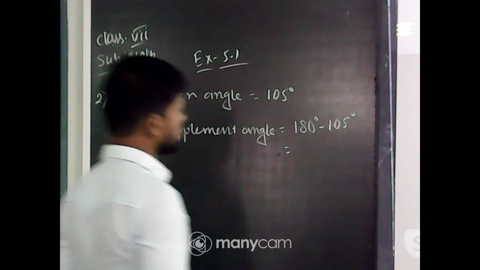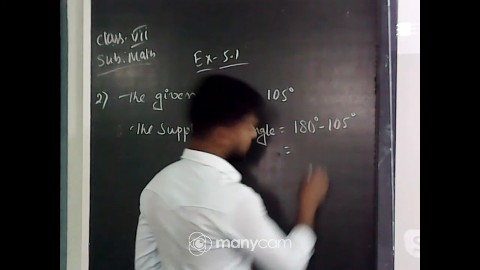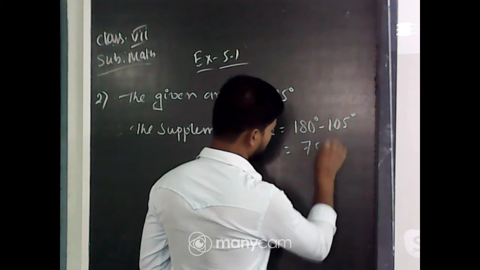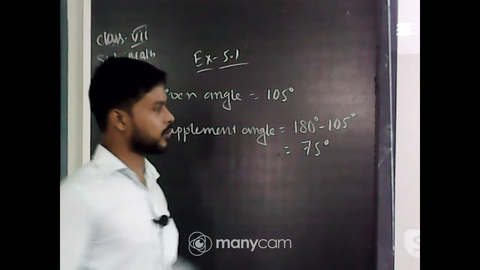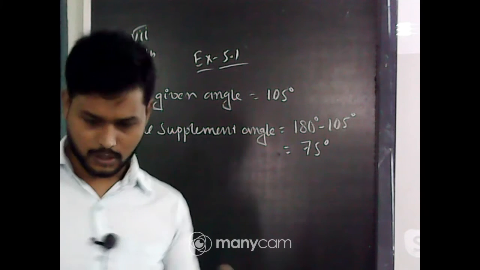The result will be 75 degrees. The result is 75. So 75 degrees is the supplementary angle of 105. Okay, let's solve one more question.